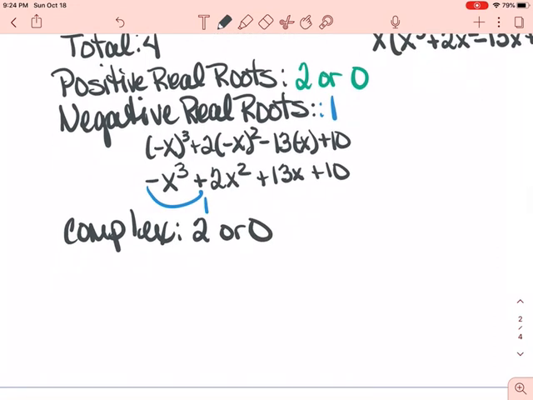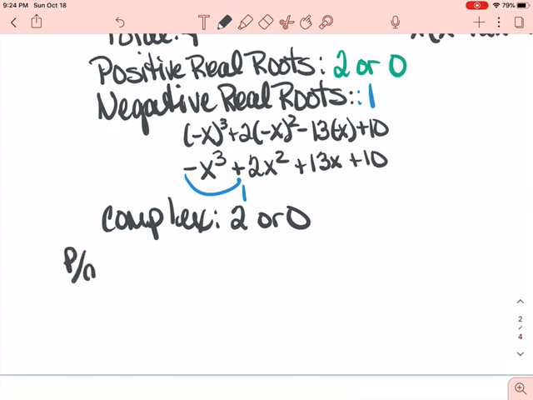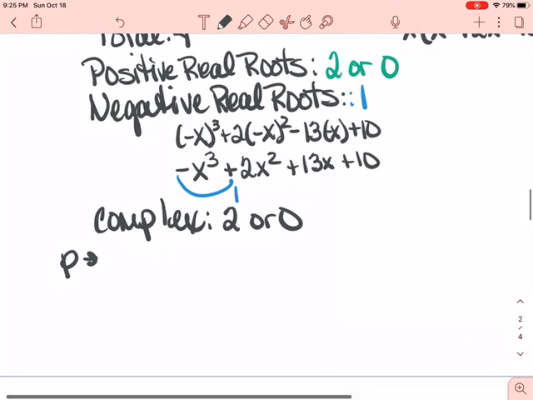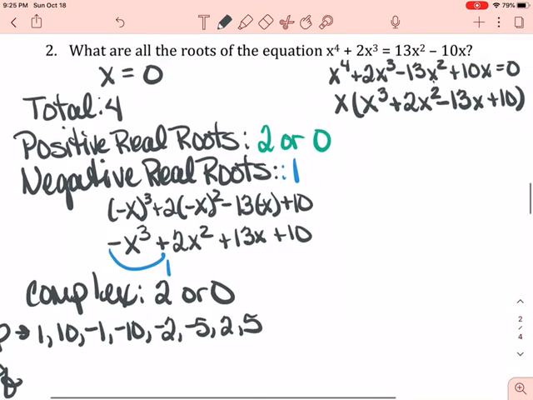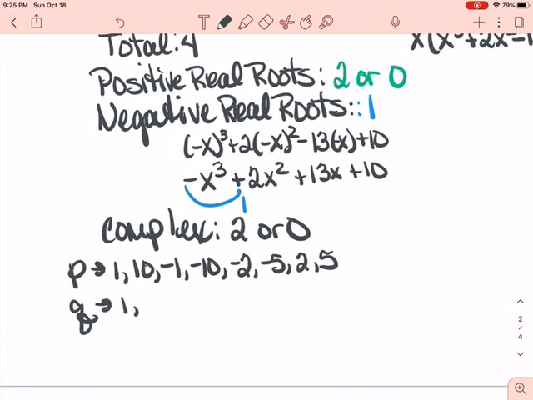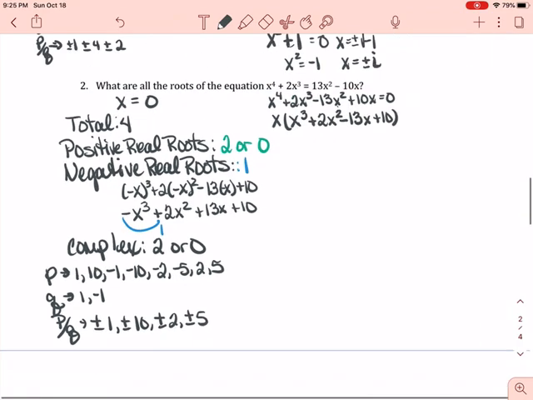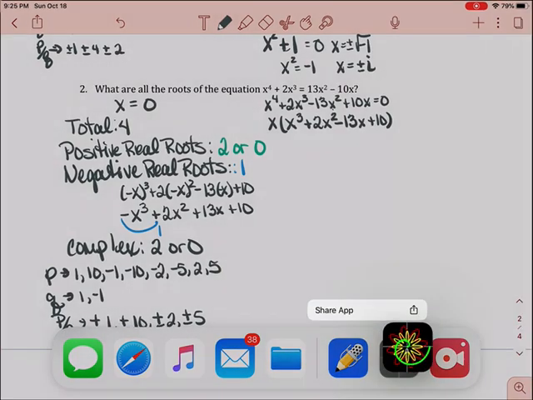Okay? All right, so let's do our P over Q. And again, we already know that 0 is a root, so I'm going to use the x cubed one. So factors of 10: 1 and 10, negative 1, negative 10, negative 2, negative 5, positive 2, positive 5. Q in this case is 1, so we have 1 and negative 1. So P over Q is plus or minus 1, plus or minus 10, plus or minus 2, plus or minus 5. Okay, let's put this in.